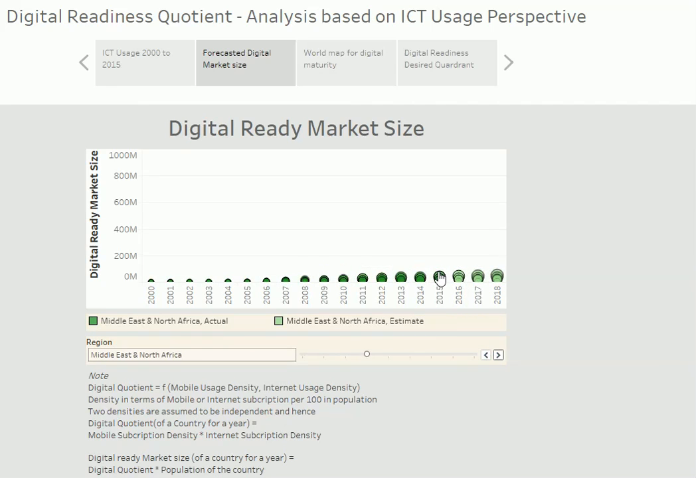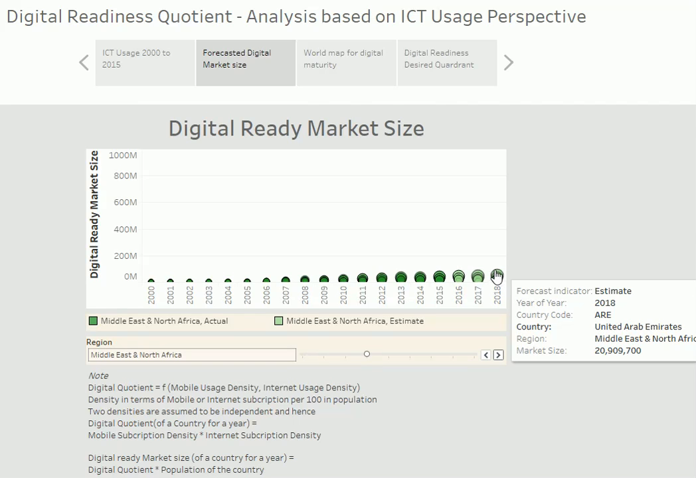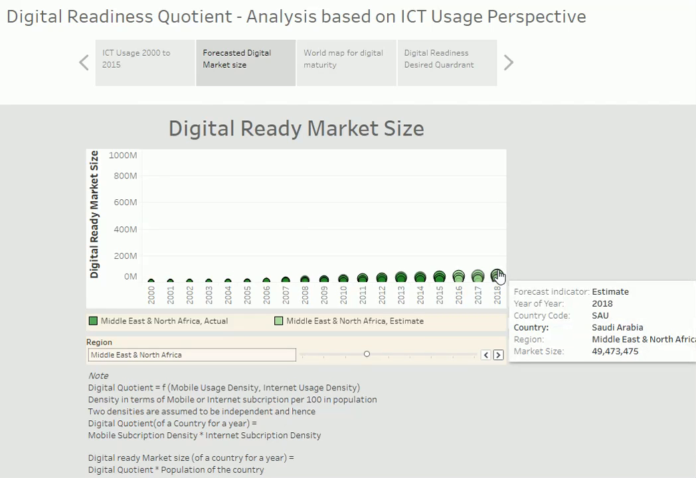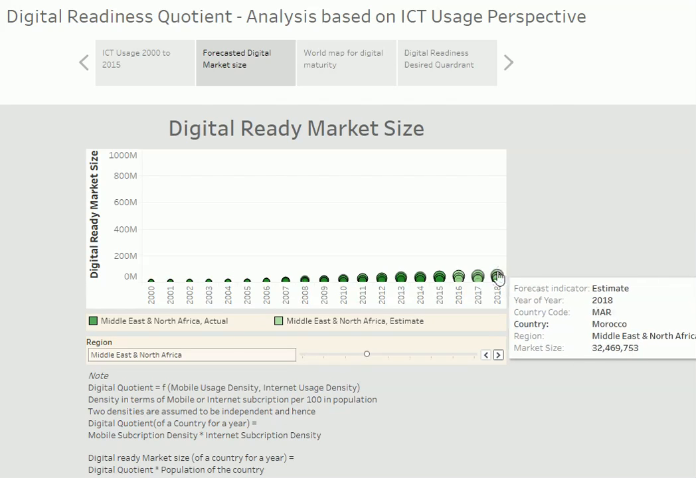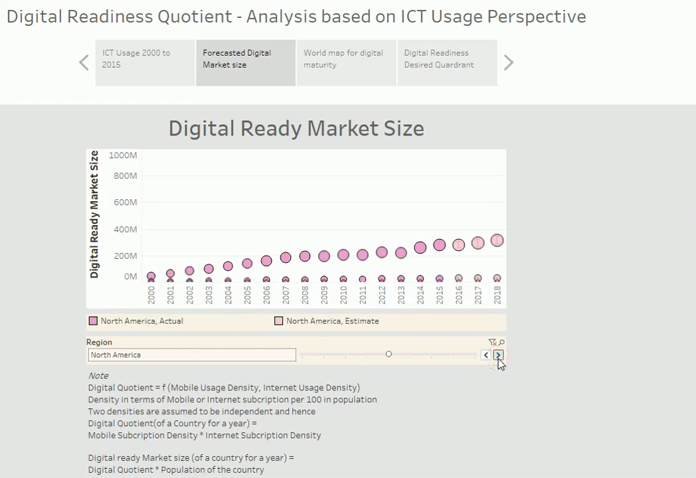Now here you see all these green dots, right? They are very high. These are Middle East countries or the North African countries which are very high in terms of their digital maturity or the digital quotient, but their population is small. Hence, something like Saudi Arabia or United Arab Emirates will have 20 to 40 million digitally enabled people who will be available to receive your digital products and services.